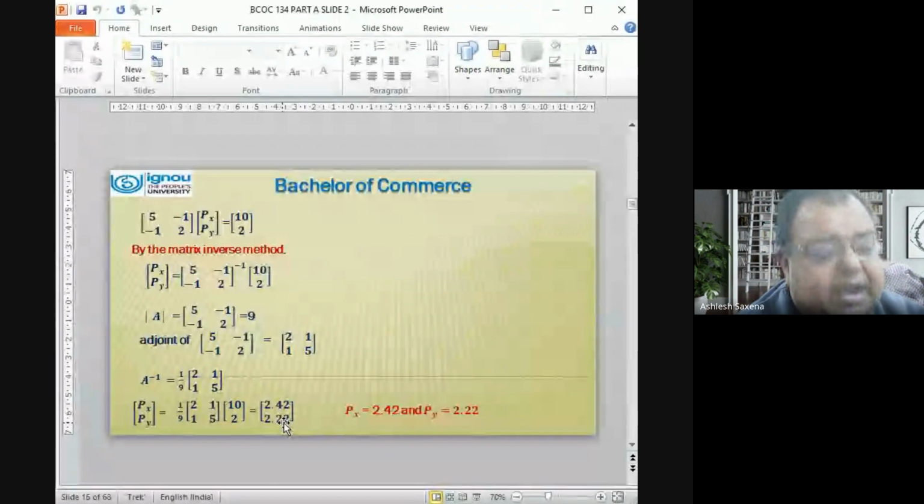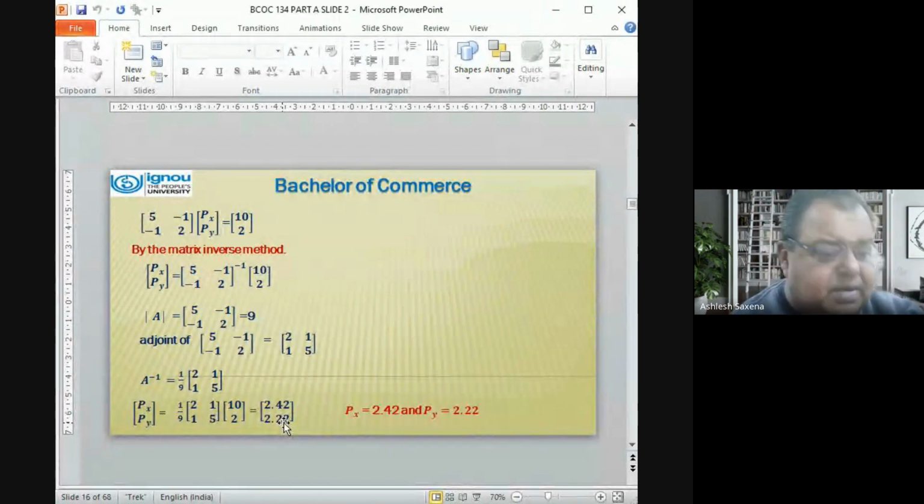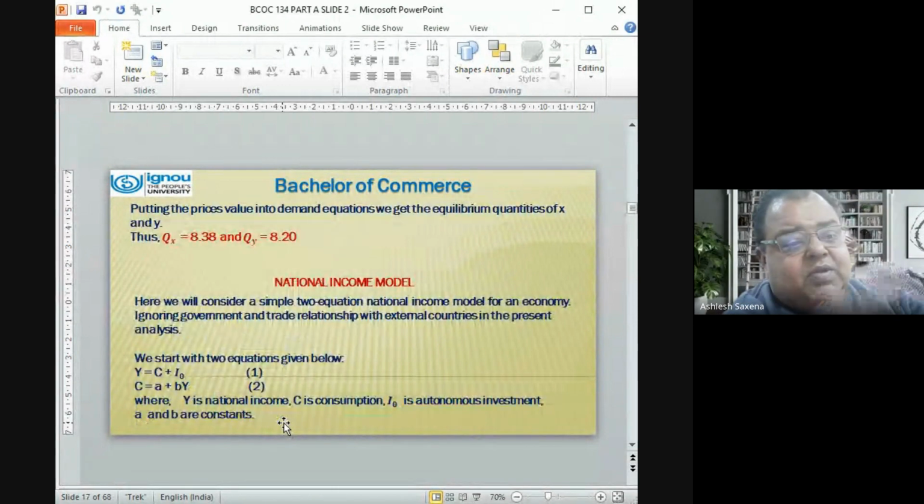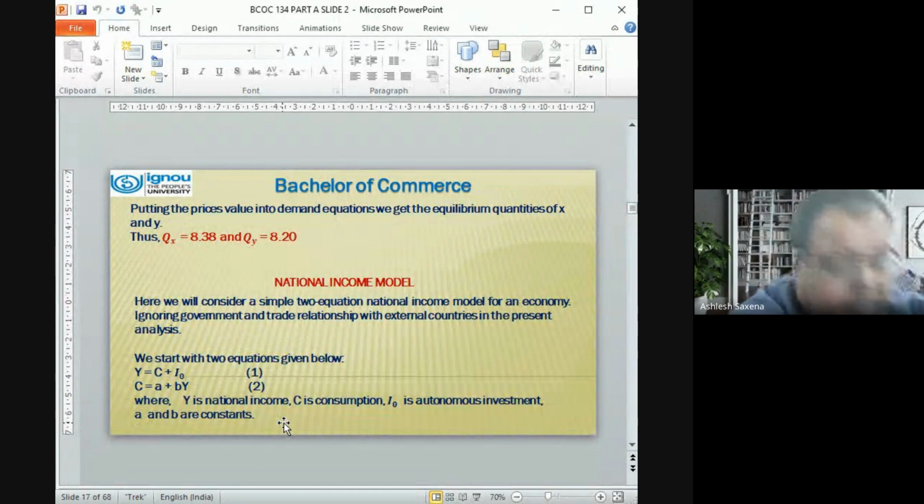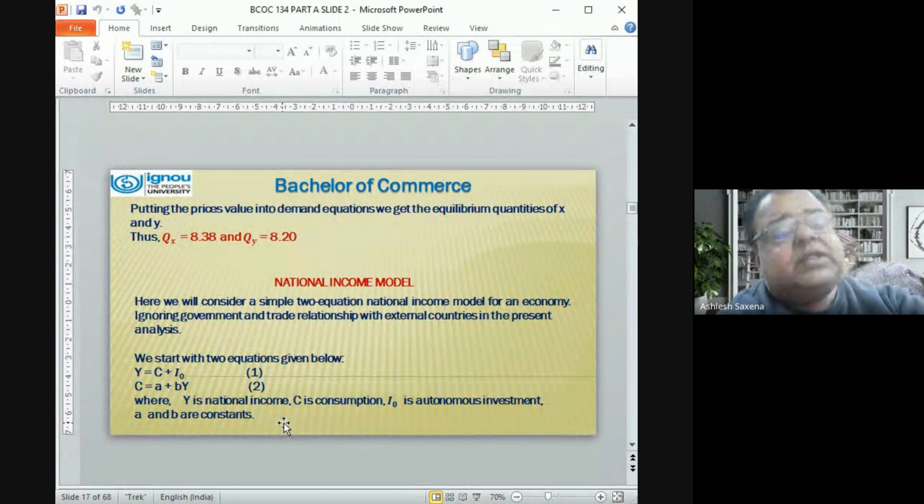This is similar to the method by which we found the inverse. Here we are simply multiplying. Now after putting these values in the quantity part, you will get Qx equal to 8.3 and Qy equal to 8.23. This is the complete solution. First of all, to determine the price of the commodity at equilibrium and then the quantity at the equilibrium position.